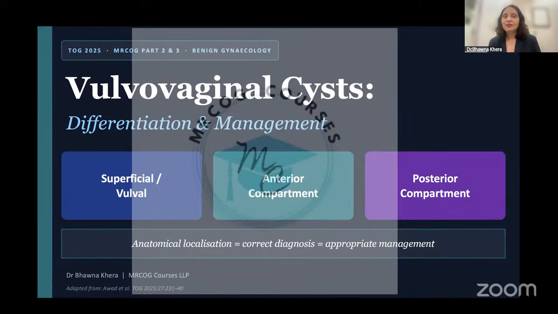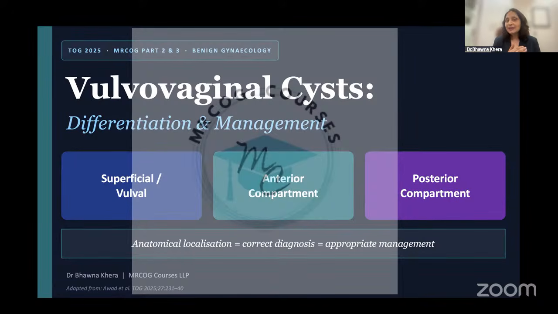So today we are going to talk about one of the RCOG favorite topics, vulvovaginal cysts. This is a very important topic. The vulva has always been an all-time favorite of RCOG. Particularly if I look into this topic, it has already appeared many times in the questions of Part 2 and in some other form in Part 3 as well. But this can be a complete station next time also. So we are going to talk about the various differential diagnoses and the management options for this.